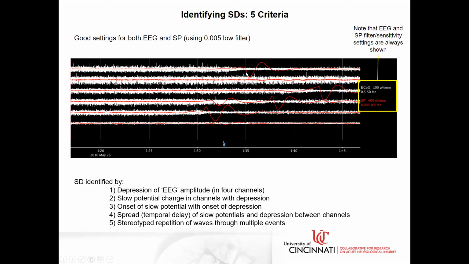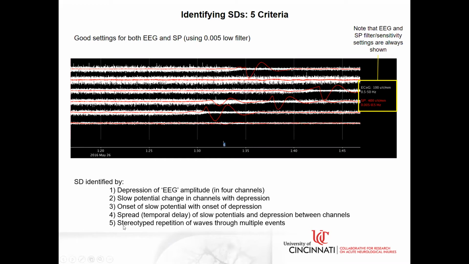The onset of the slow potential here occurs with the depression, and then the same is the case here in channel 3, and there's a very clear delay of about 7 minutes between these 2 occurrences, and you can do the simple math. These 2 electrodes are separated by 20 millimeters, and so you can use the minutes and time delay to compute 3 to 5 millimeters per minute in spread. And the same is true of channel 4 and channel 5.